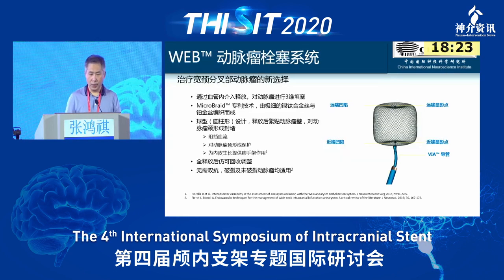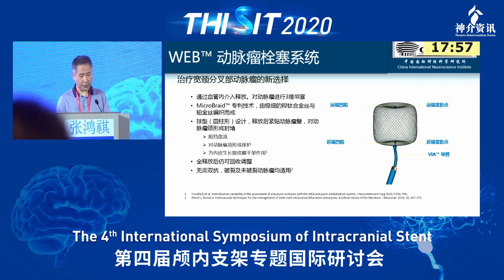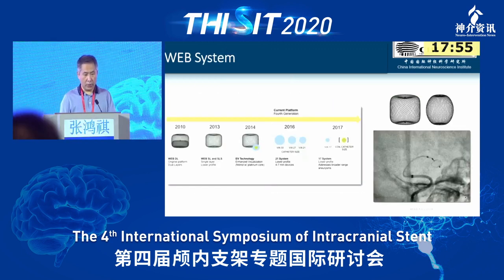Web is a new concept to be placed in bifurcation aneurysms. As you can see, this is a ball-shaped or pillar-shaped device. FD is like a diverter, but here this is the device to stop the flow or to prevent the high jet flow to be ejected on the wall of the flow of the blood.